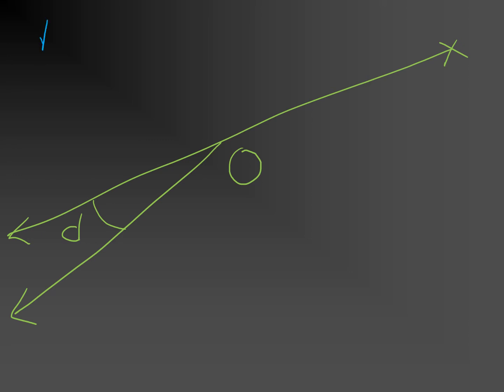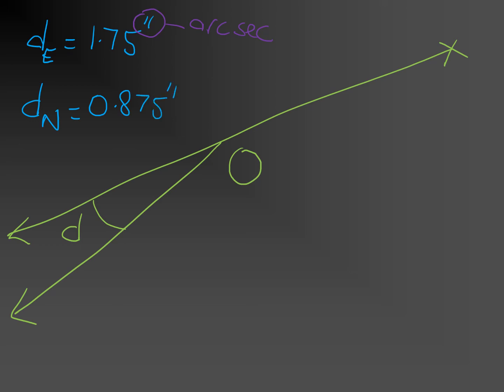Einstein predicted that d, which we'll write as d subscript e for Einstein, is 1.75 arcseconds. This double prime is a symbol we use for arcsecond. Newton predicted a value exactly half of this, so we'll write that as d subscript n for Newton, 0.875 arcseconds. The experimental value that Eddington obtained was 1.6 arcseconds.